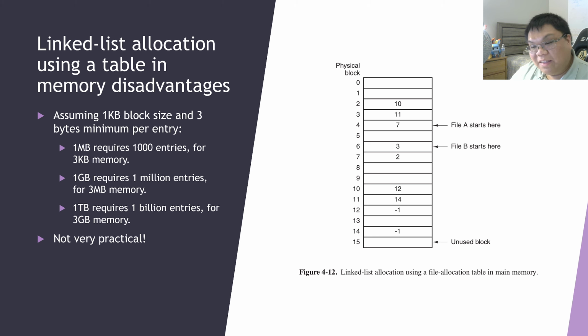To store the file allocation table for 1 terabyte's worth of disk space requires 3 gigabytes of memory. Which means in theory, if you have a 1 terabyte disk on an old system that used the file allocation table for its file system, you would run out of memory instantly. Not very practical.